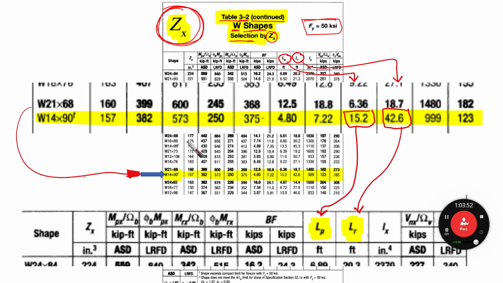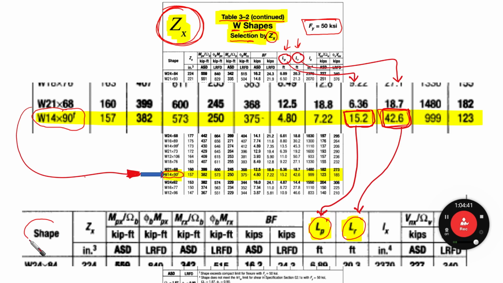You are going to find one of them in the middle here. This is wide flange 14 by 90. Then you are going to look across the table, and you are going to find LP and LR given for us. Do you remember LP and LR? They are long equations to calculate, so if you know how to get them from the ZX table, it would save you a lot of time. For LP, you're going to find 15.2, and for LR, 42.6. This is LP and LR.